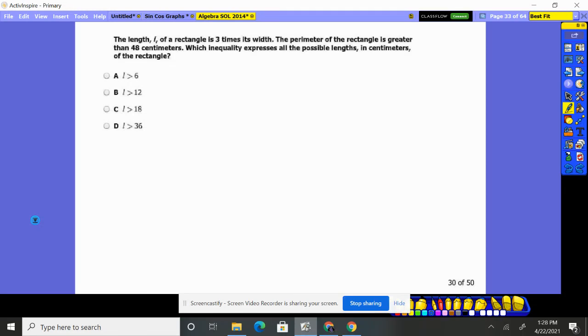Number 30. This one's going to be a bit difficult for you, I believe, but let's see how we do it. The length L of a rectangle is 3 times its width. So here's what I know. The length of it is 3 times its width. Do you know what a rectangle looks like? Looks like this guy right here. There's a rectangle. The length of it is 3 times its width.